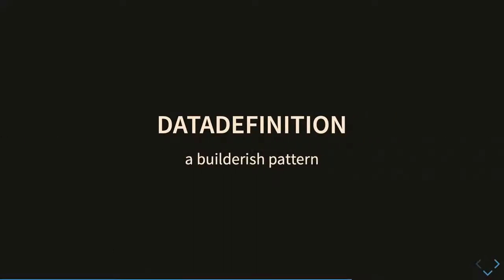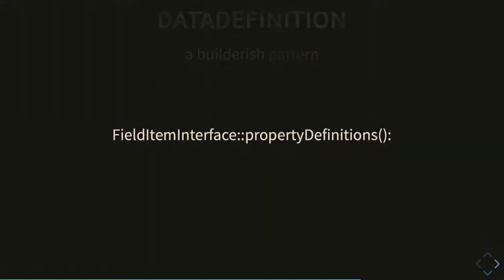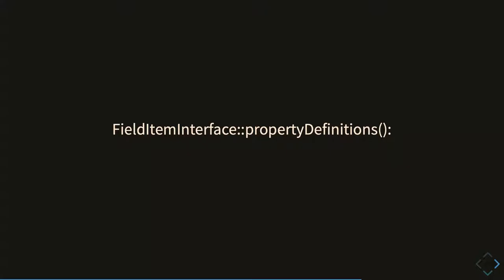Okay, so more advanced topic now, the data definition. How do we create all of these fancy objects? Well, there's an intermediate system we have to go through, which is the data definition object, which is sort of like a builder pattern, but not quite. Which means that on every type of field we have to set what the field definitions are, and that's a list of data definition interface objects keyed by the name of the property.